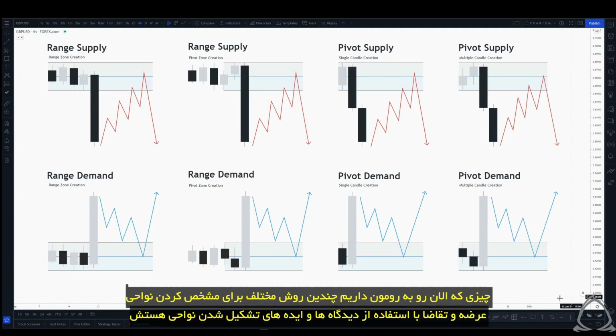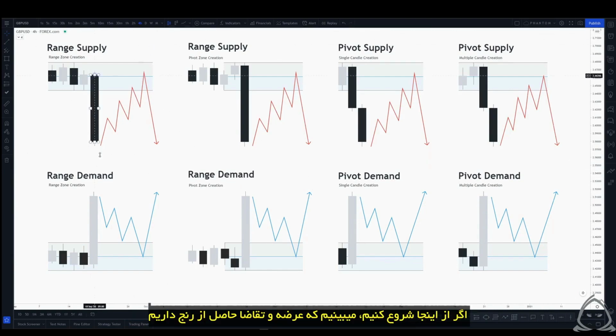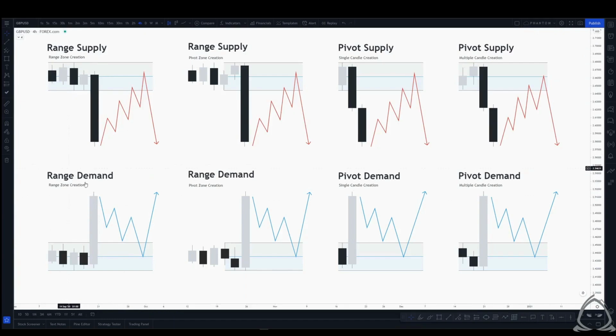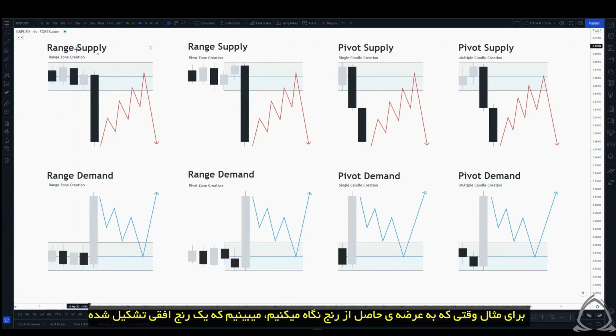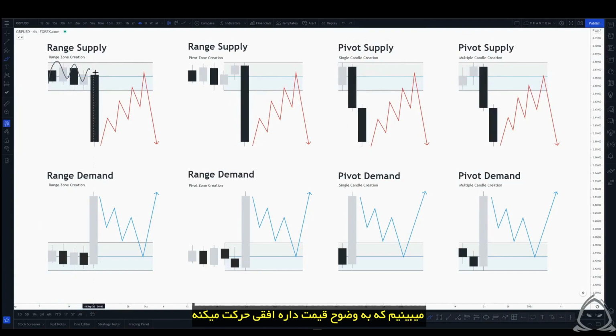So what we have in front of us are a couple different ways of mapping supply and demand zones using these ideas and concepts of zone creation. If we start right here, we can see that we have range created supply and range created demand. We're marking the zone using the range that is created. So when we're looking at range created supply, for example, we have a sideways range in price. We can see that price is clearly moving sideways.